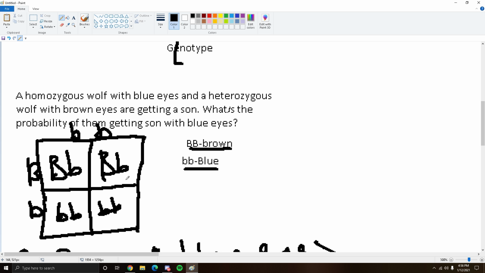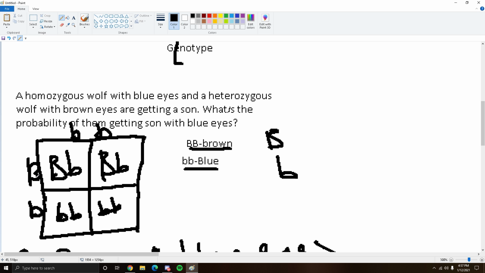As you can see, blue eyes is lowercase and brown eyes is a capital letter. So we have this right here. As you said, it was going to be a hetero wolf with brown eyes, and remember we said it wasn't going to be the same.